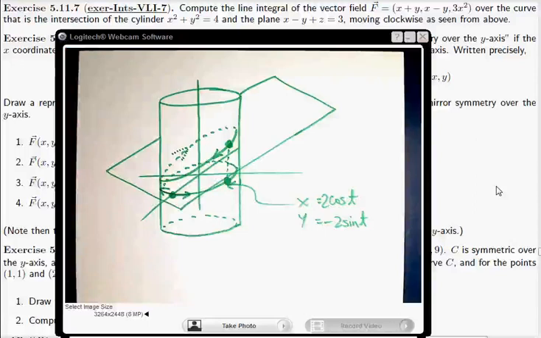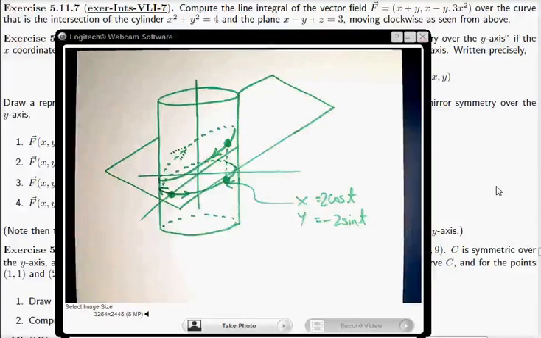Could you also do that by calling y 2 sine t and then setting your domain from like 0 to 2 pi? Say that again? Or from 0 to negative 2 pi. Yeah, that's another thing you can do. That'll work. That'll totally work. Yeah, no problem. Yeah, I'm going to do it this way, whatever.